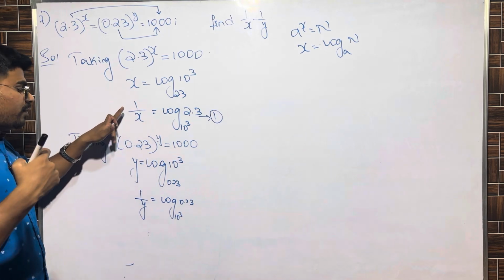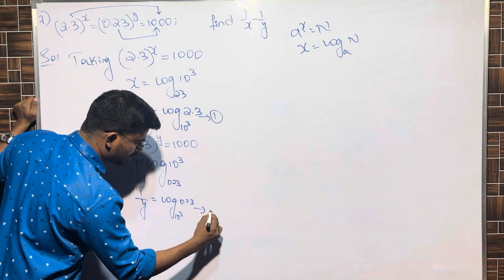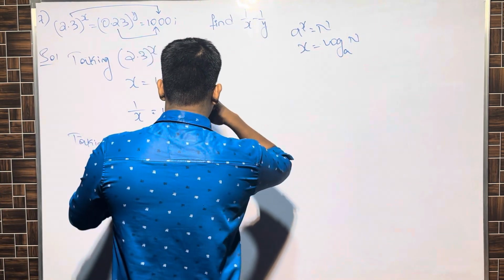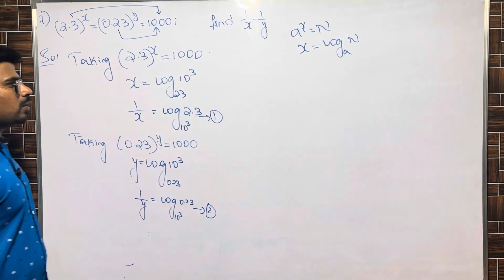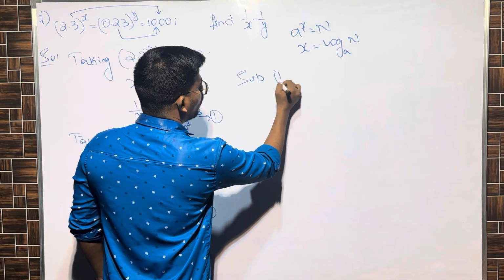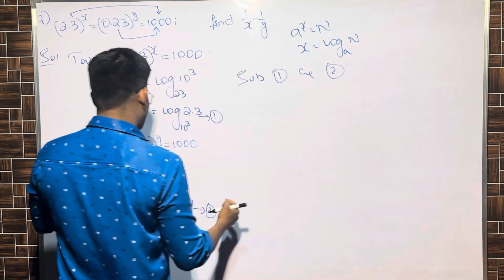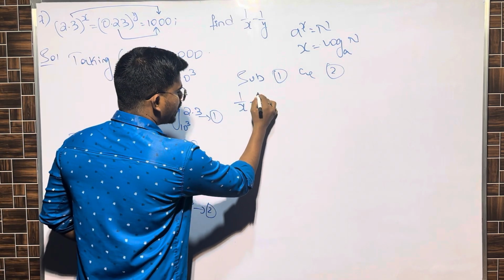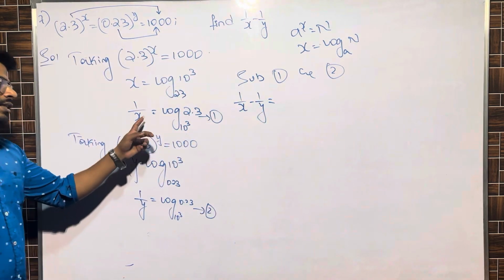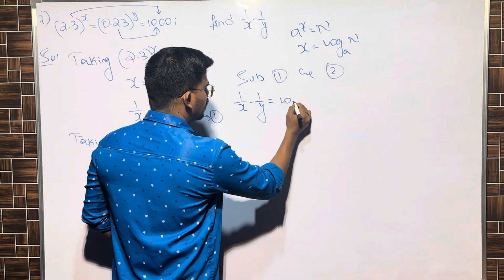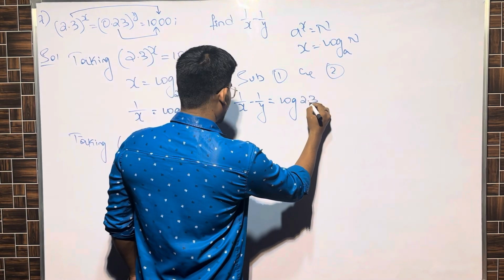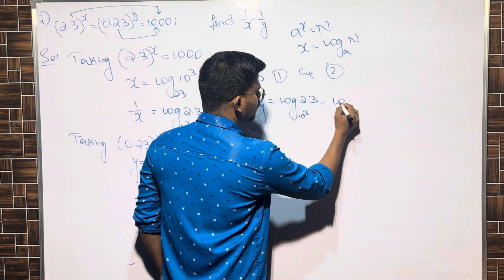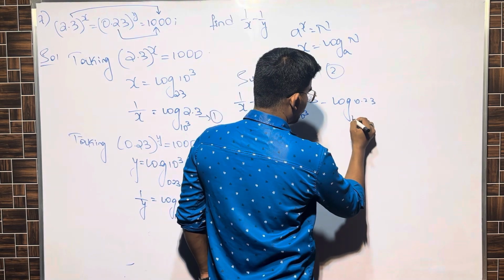We had to find the value of 1 by x and 1 by y. We already found it, equation 1 and equation 2. We have to do subtraction, 1 by x minus 1 by y. Subtracting 1 and 2. Subtract the LHS separately and RHS separately. 1 by x minus 1 by y. What's the value of 1 by x? Log 2.3 to the base 10 cube. Minus what's the value of 1 by y? Log 0.23 to the base 10 cube.